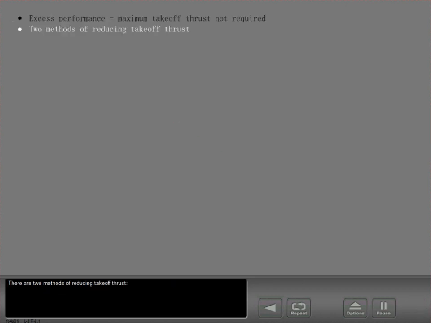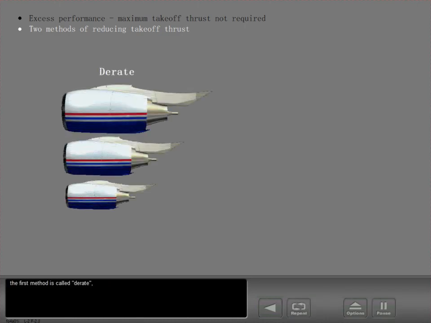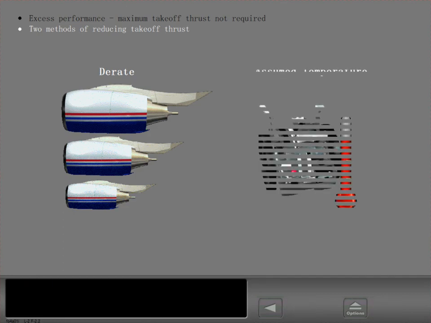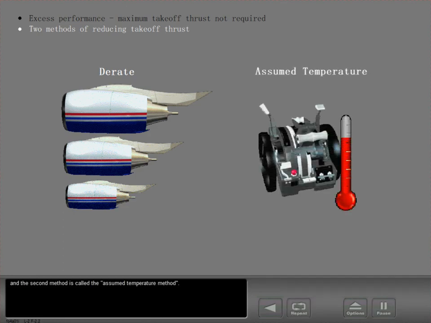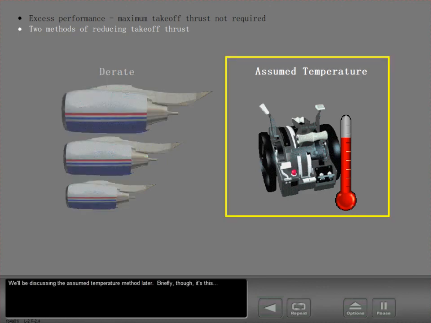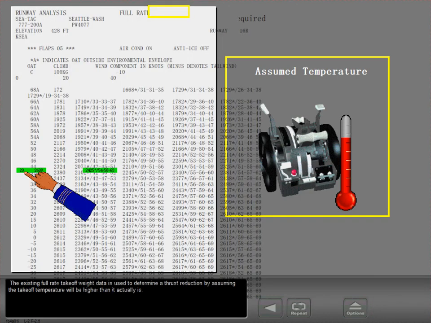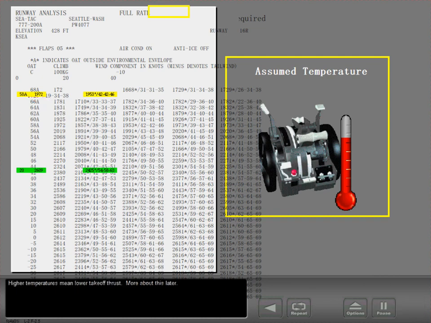There are two methods of reducing takeoff thrust. The first method is called derate, and the second method is called the assumed temperature method. We'll be discussing the assumed temperature method later. Briefly though, it's this. The existing full-rate takeoff weight data is used to determine a thrust reduction by assuming the takeoff temperature will be higher than it actually is. Higher temperatures mean lower takeoff thrust. More about this later.